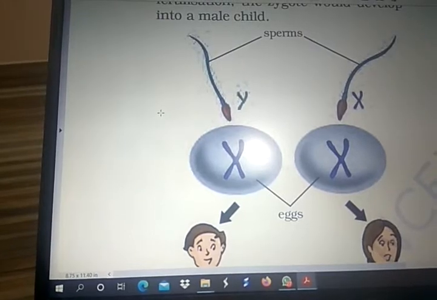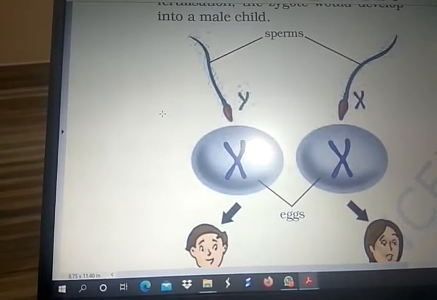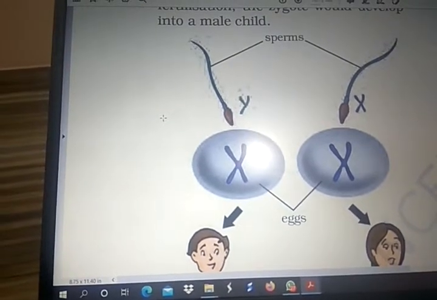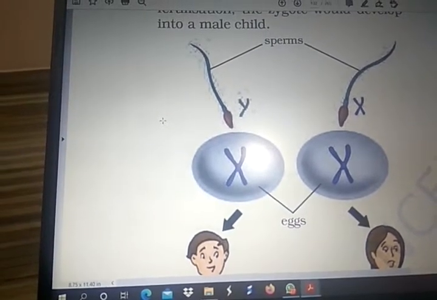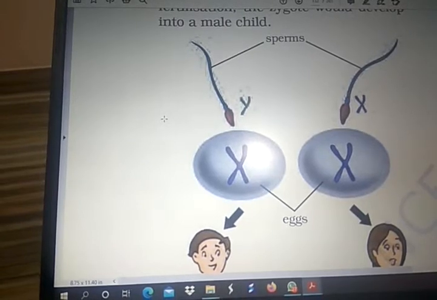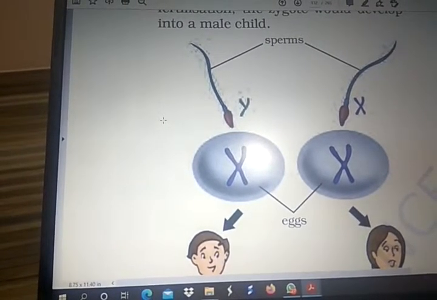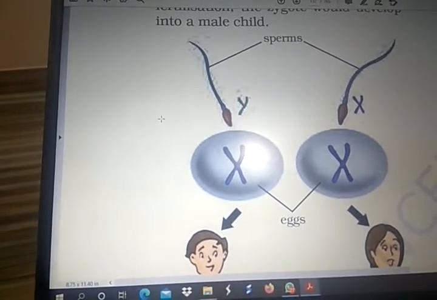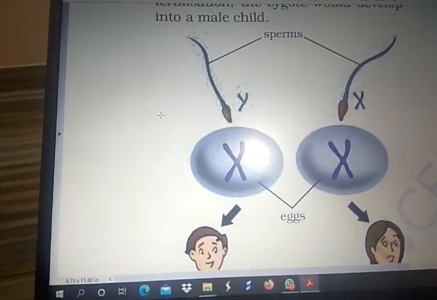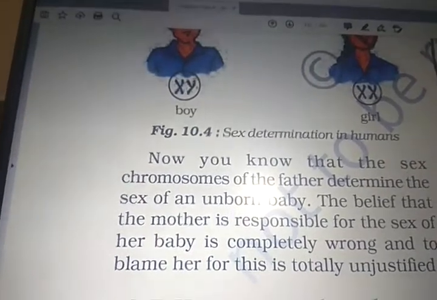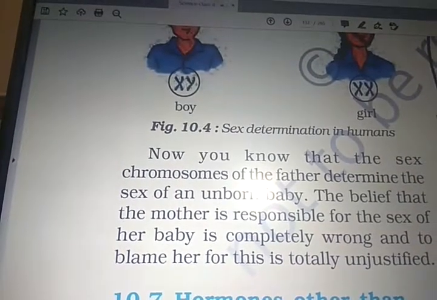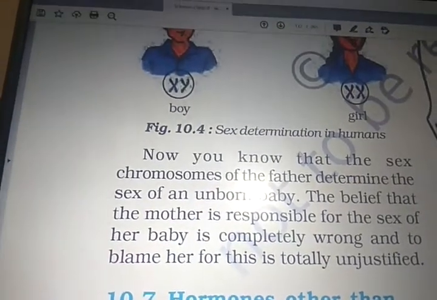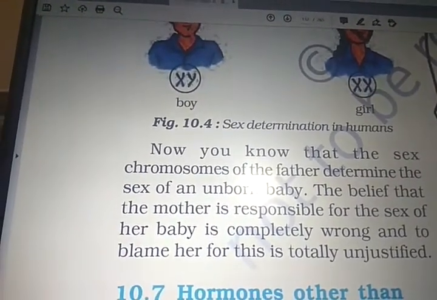So XY chromosomes mean boy and XX chromosomes mean girl, right? Sperm has which type of chromosome? X or Y type, you see. And the egg has which chromosome? X. So XY is boy, XX is girl. Here you see figure 10.4, sex determination in humans, right? XY is boy and XX is girl.